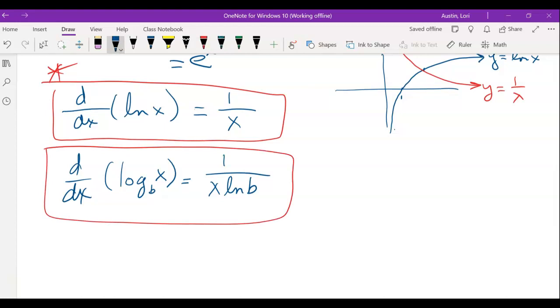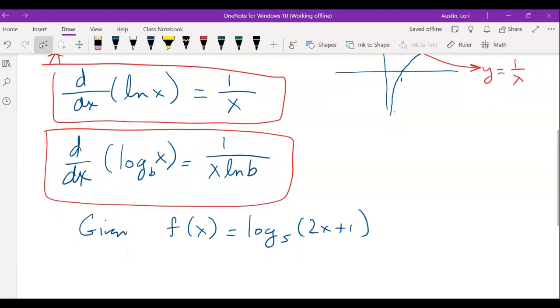So for this one, if you were given y equals, or let's do f of x, log 5. Okay, so when you are applying these derivative rules, keep in mind, product rules still exist, quotient rules still exist, chain rules still exist when you're doing these.